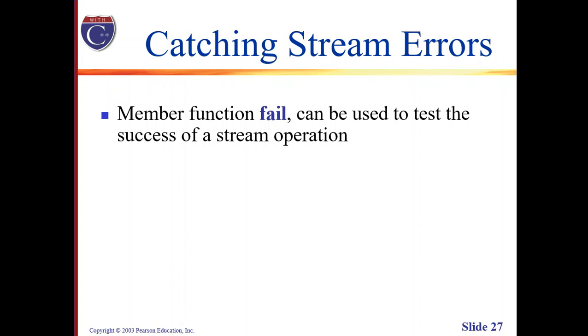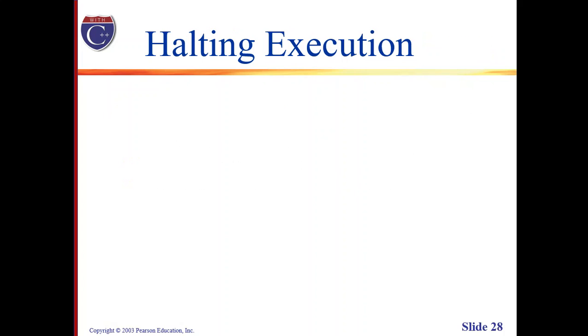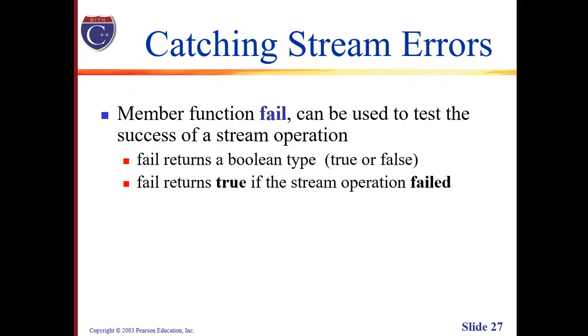So we have the following function. We have the member function named fail, which can be used to test the success of a stream operation. Fail returns a Boolean type. So of course, it will either give us a value of true or false if the file was indeed opened successfully. It returns true if the stream operation failed. Otherwise, if the operation was successful, then of course, fail would be false.